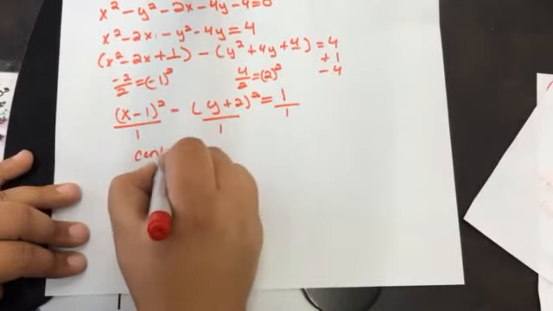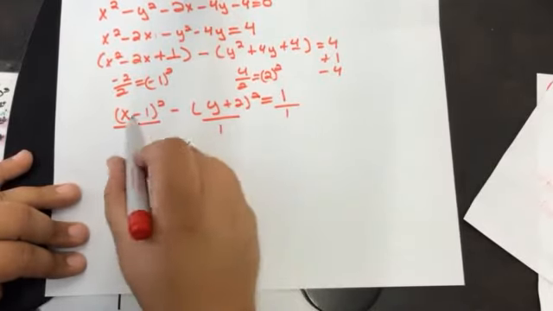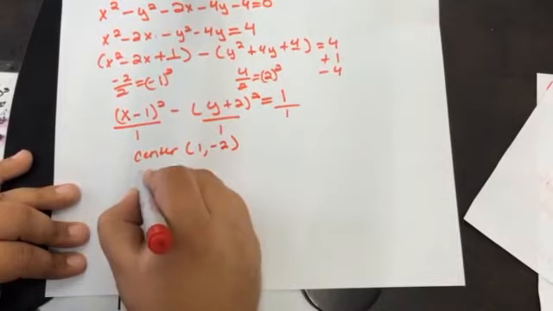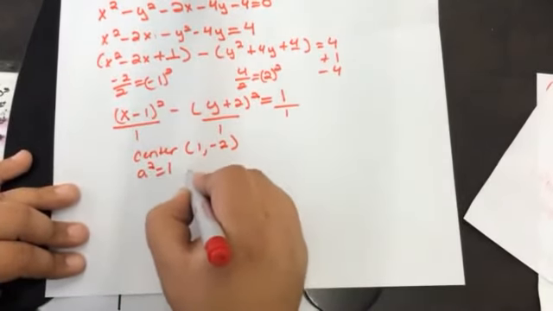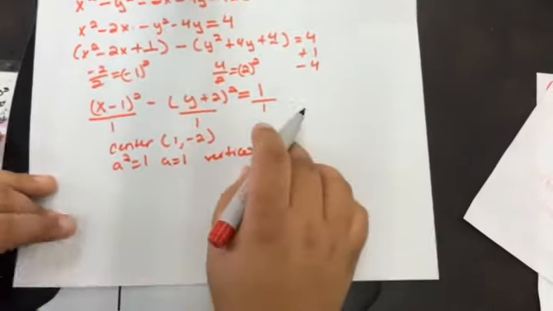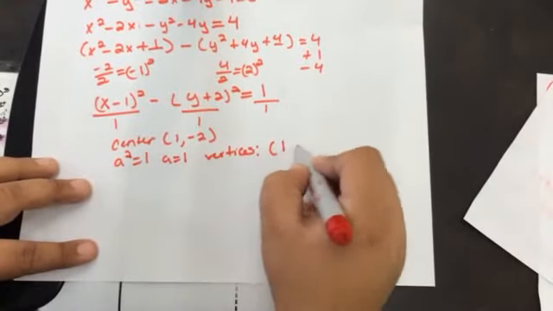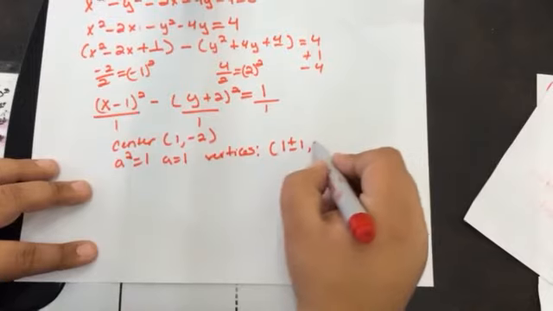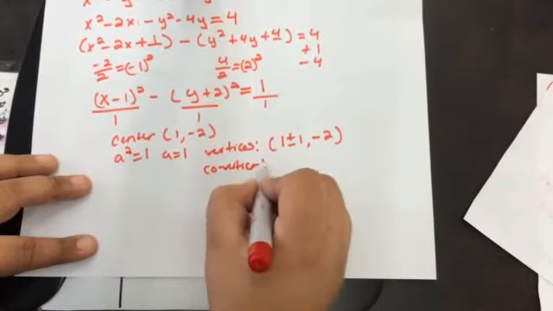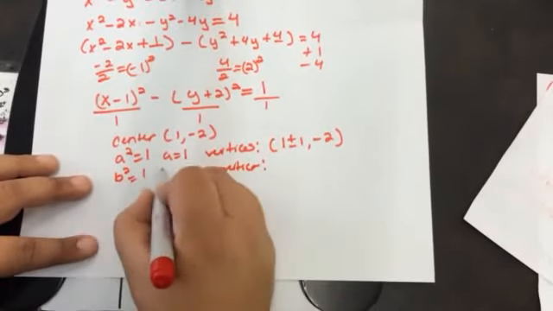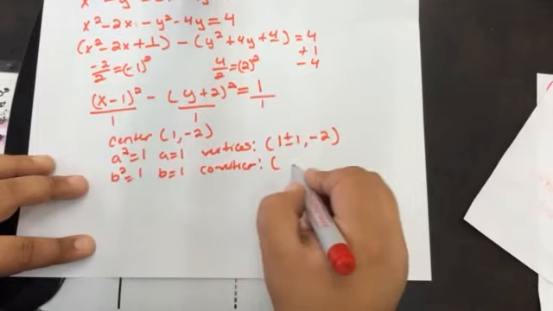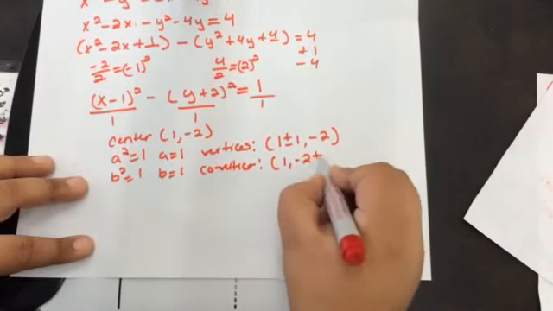So the center is at (h, k). Your h is 1 and your k is negative 2. Your a squared is 1, so that means that a is 1. So your vertices are at (1 plus or minus 1, negative 2). Your co-vertices, b squared equals 1, so b equals 1, the movement is happening on your y's, at (1, negative 2 plus or minus 1).